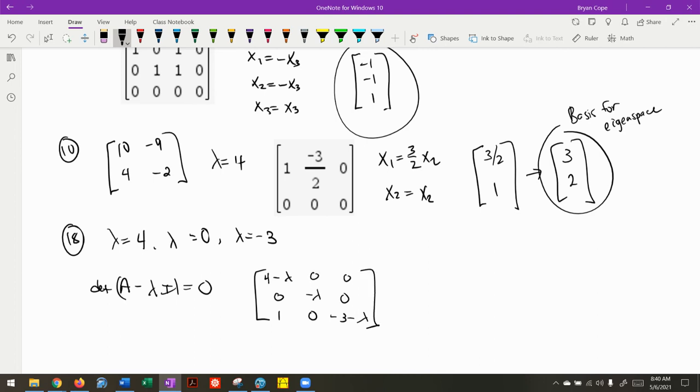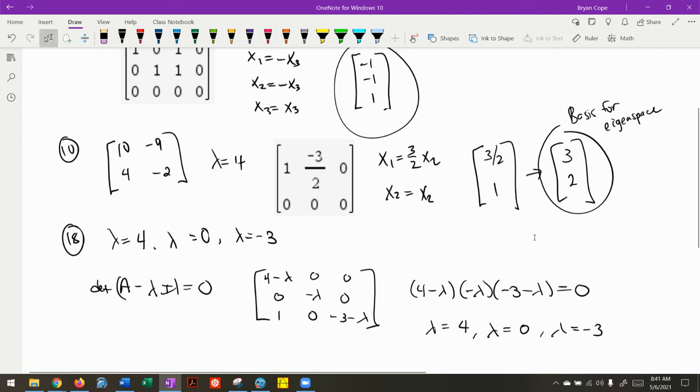Remember that if you find the determinant of that, that's a theorem that we do know. The determinant of a triangular matrix is the product of the things on the main diagonal. So we're basically saying, when is (4 minus lambda) times (negative lambda) times (negative 3 minus lambda) equal to 0? When we solve that characteristic equation, we end up with lambda equals 4, lambda equals 0, and lambda equals negative 3. So it makes intuitive sense even if we don't have the theorem.